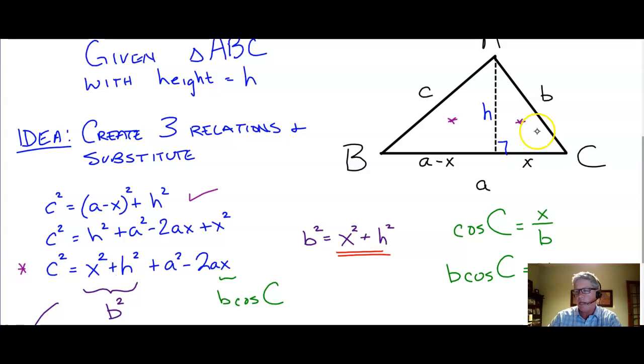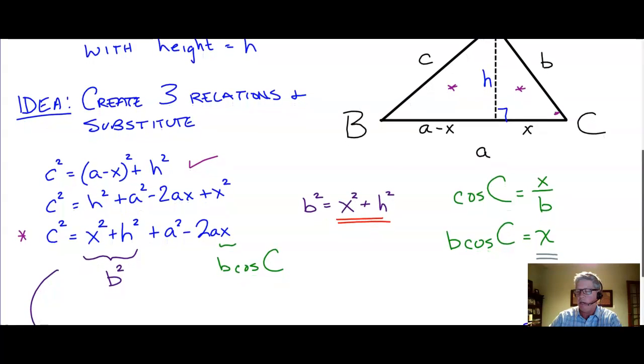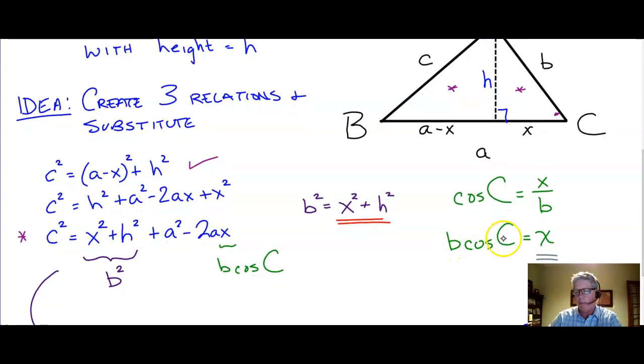We go to the other side and we have a little bit easier deal here because we have x, h, and b. So b squared is equal to x squared plus h squared. All right. And then finally, one more look at this. If we're at this angle right here and I wanted to find the cosine of that angle, the cosine is adjacent over hypotenuse. If I solve that for x, multiply both sides by b, I get x equals b cosine C. No big deal. All right, so how do these three all work together?